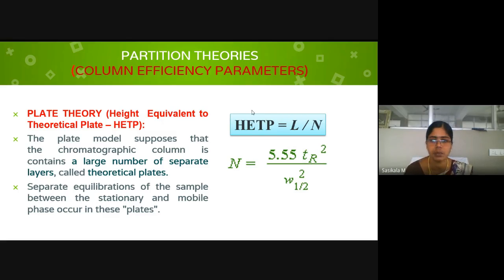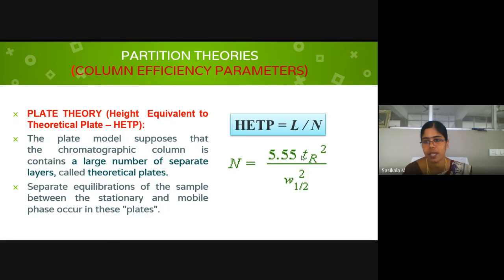So this is represented with HETP equals L by N. L represents the length of the column, whether a 10 centimeter column or a 25 centimeter column, whatever length we are using. And N represents the number of theoretical plates present in that prescribed length of column. How can we calculate the number of theoretical plates? We don't know, it is a hypothetical plate, but by using a formula we can calculate how many theoretical plates are being used for separation.